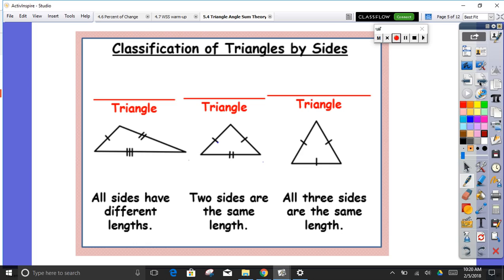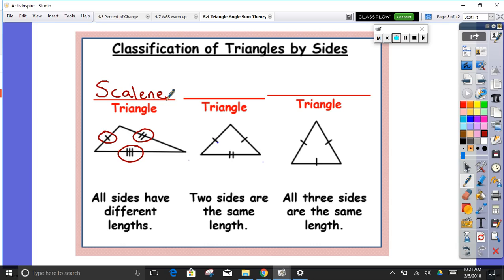Okay, now we go into classifying triangles by sides, naming them based on their side lengths. So the first triangle, all of the sides have different lengths, and you can see these are called tick marks. This side has 1, this side has 2, this side has 3. That just means that they're all different from one another. Does anyone know what that kind of triangle is called when all the sides are different? Starts with S. Jake? Not quite. Ross? Scalene. It's called a scalene triangle.